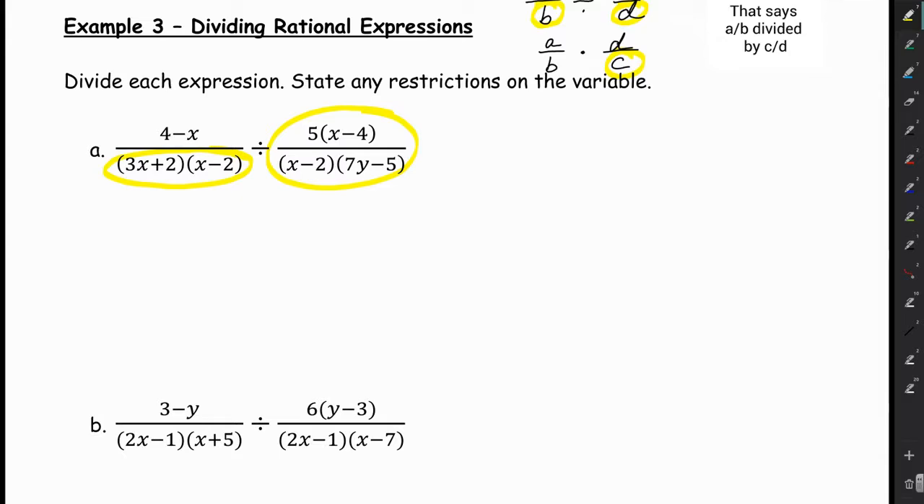All right, so let's first of all identify the restrictions for this. This is already factored, thankfully. So we're going to have a restriction at x equals 4.